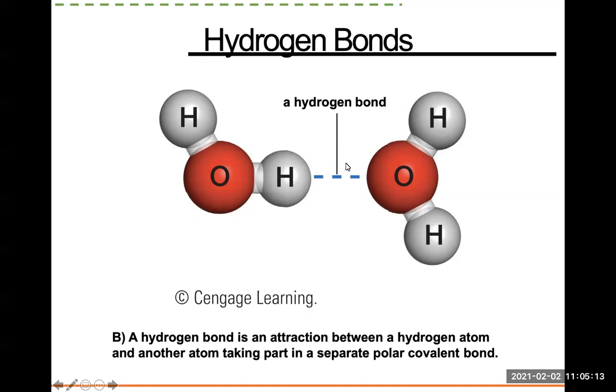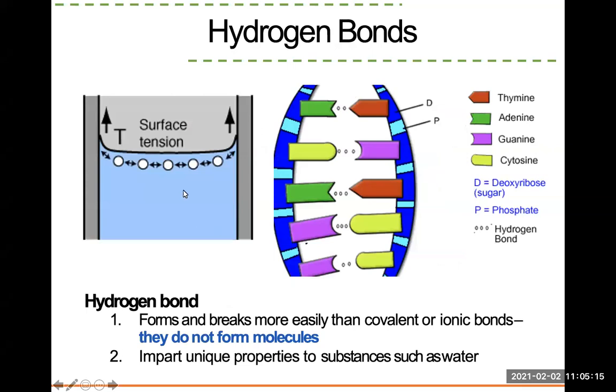And when that happens, it's going to give you surface tension. So hydrogen bonds are gonna create surface tension. I'm gonna show you some examples of those in a second.